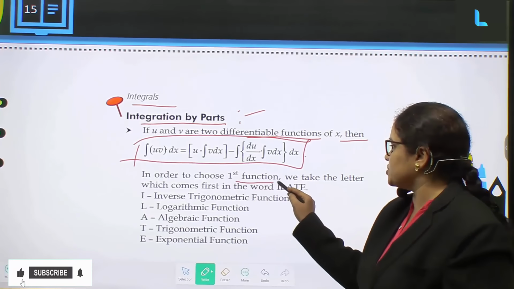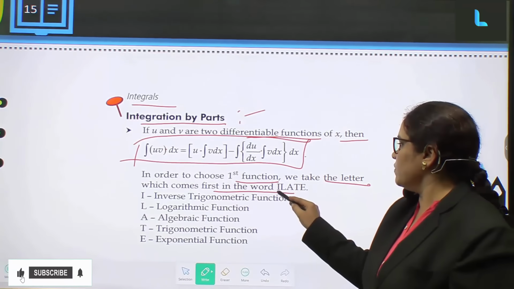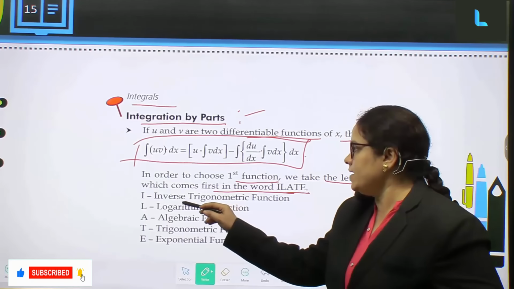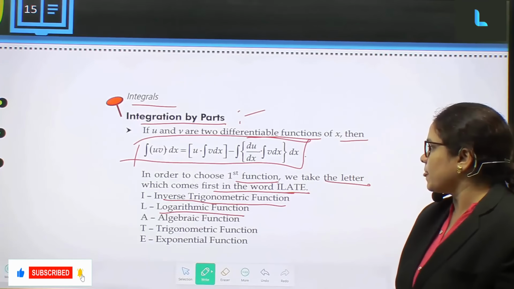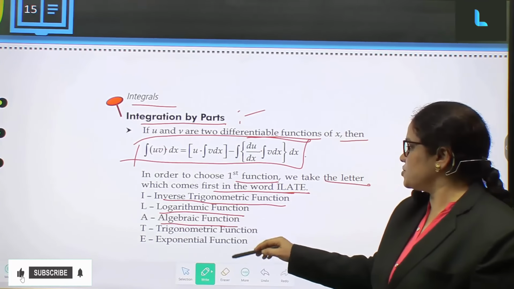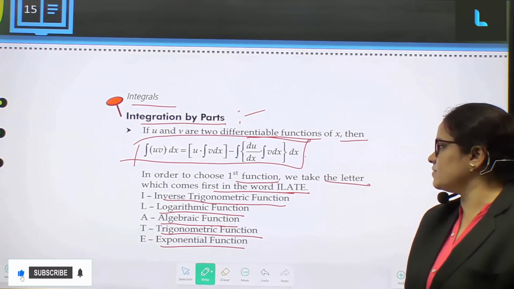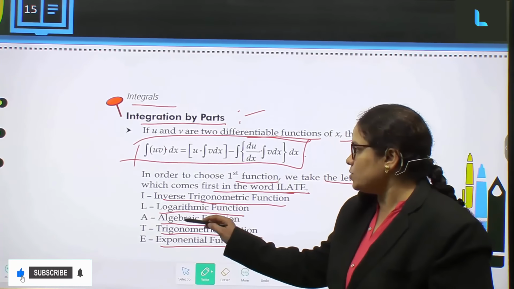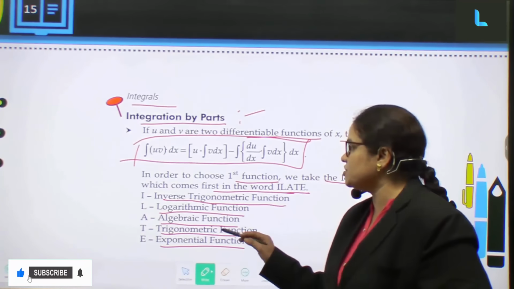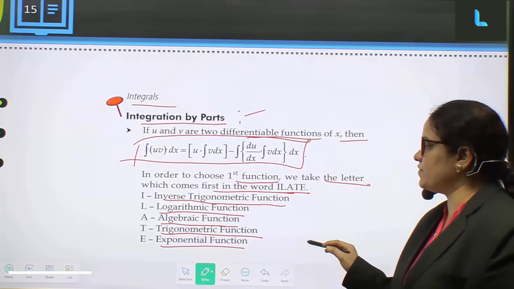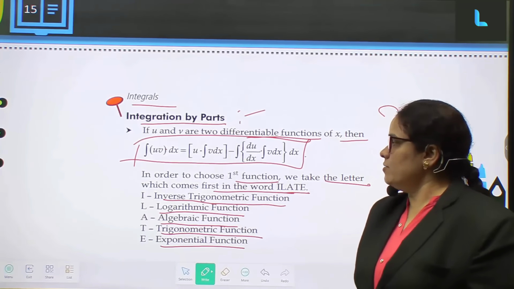In order to choose the first function, we take the letter which comes first in the word ILATE. I means inverse trigonometric function, L means logarithmic function, A means algebraic function, T means trigonometric function, E means exponential function. So this is the general rule for the topic of integration by parts.